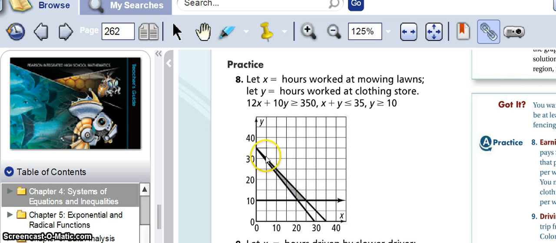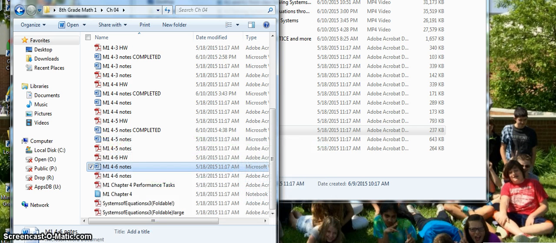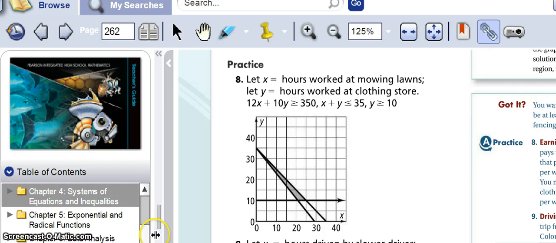Now this is the line that then bounds the fact that I can work no more than 35 hours per week. So we didn't have that highlighted, but this whole no more than 35 hours, that's really important because that's my upper boundary. If I pull this back up, that's this line on top, that upper boundary for saying I can only work in this small little slice right here.